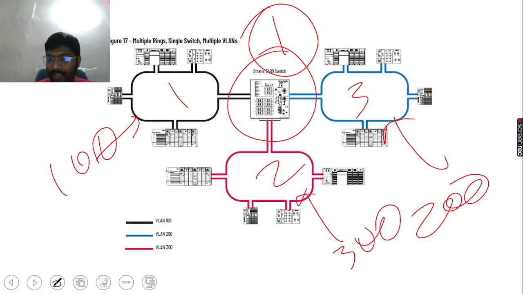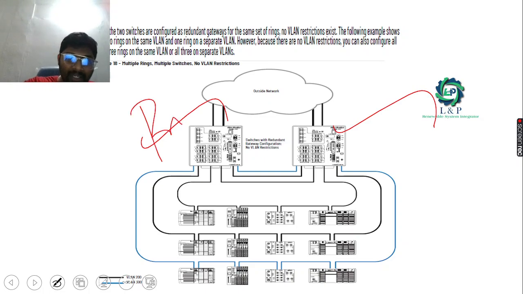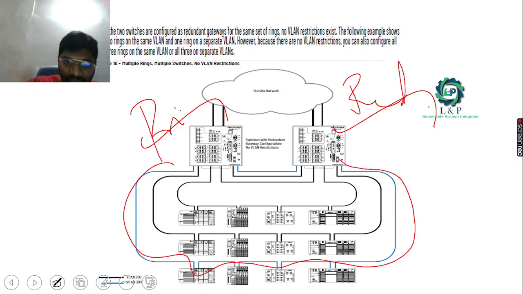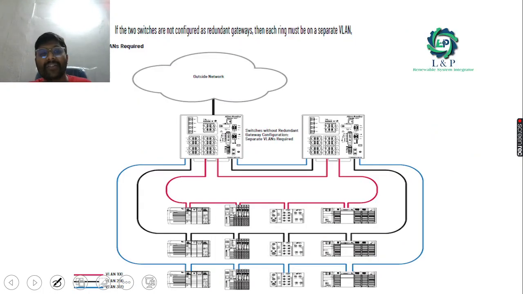This is another example. Next, if the two switches are configured as redundancy gateways, no VLAN restriction exists. This is a simple example. We have switch 1 and 2. This is going to be the primary, and this is going to be the redundancy one. As you can see here, we have one network here. This is one ring, and we have another network here. This is the second ring. So here we have multiple rings, multiple switches, and there are no VLAN restrictions.